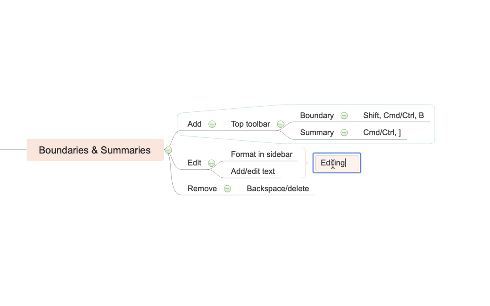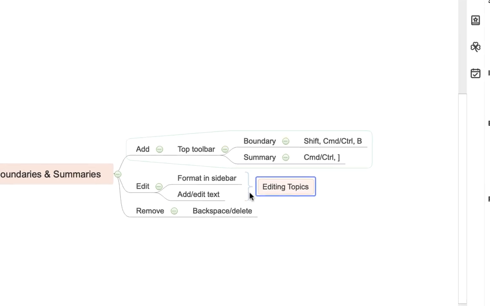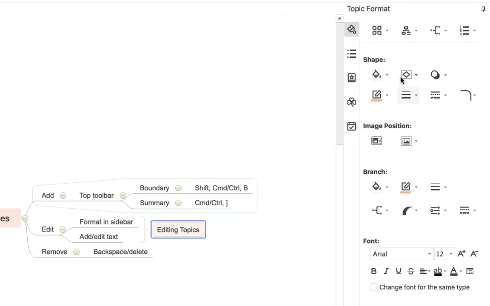So I'm summarizing editing topics. And you'll see I've got that little call out there. And again, I can format both the summary itself, so the line here and the text and the call out, all within this formatting sidebar.